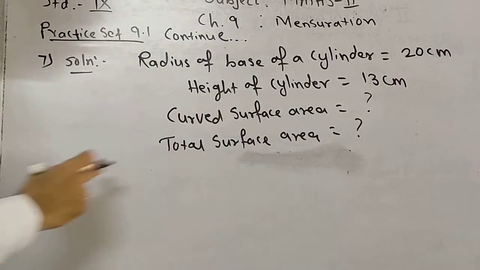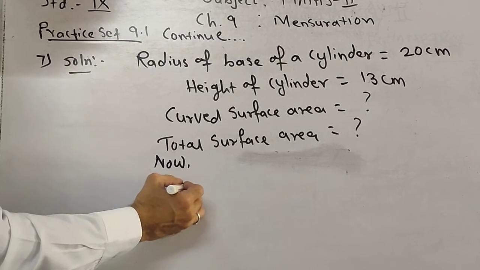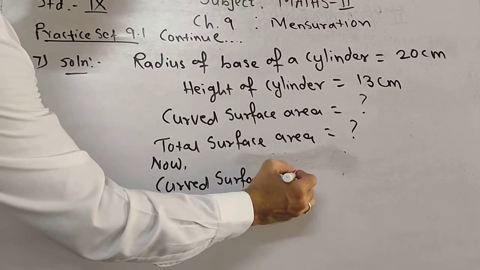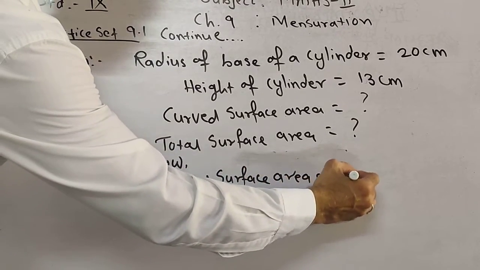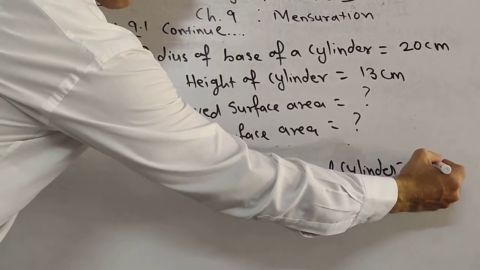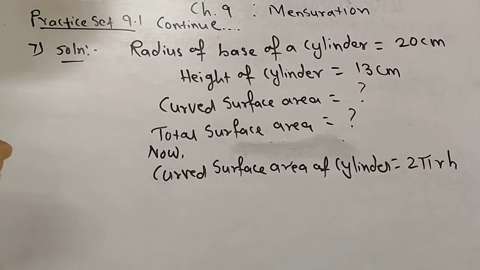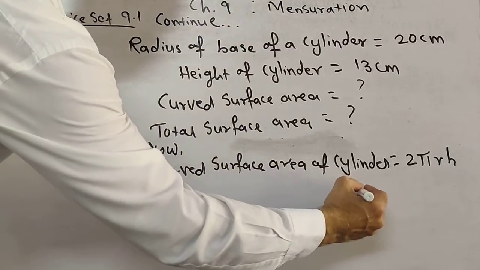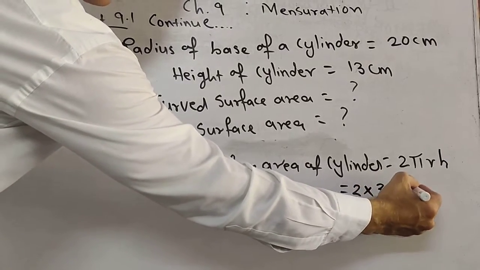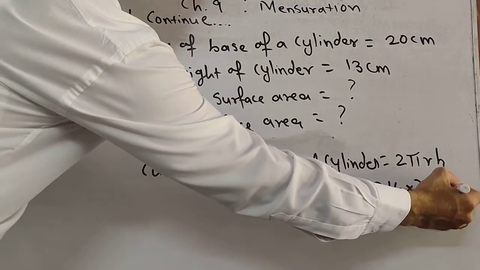So now you have to find out the curved surface area of a cylinder. The curved surface area of a cylinder formula is 2 pi r h. So 2 multiplied by the pi value, 3.14. Okay, r is 20 and height is 13.